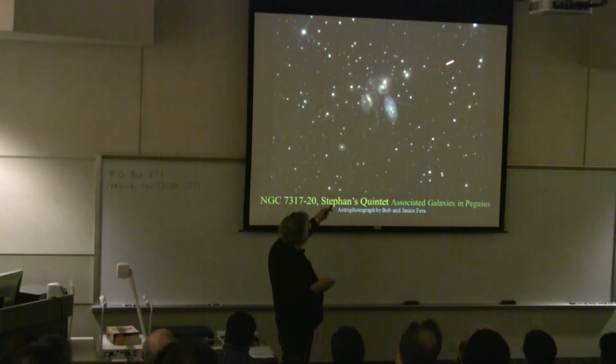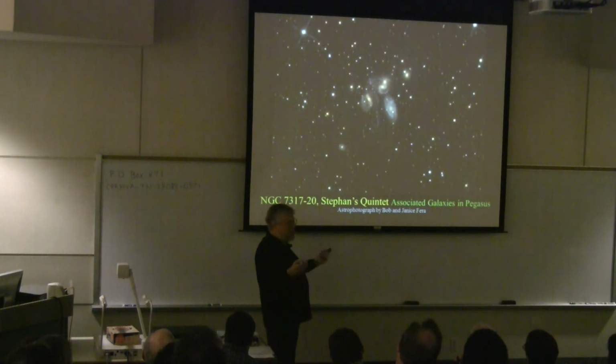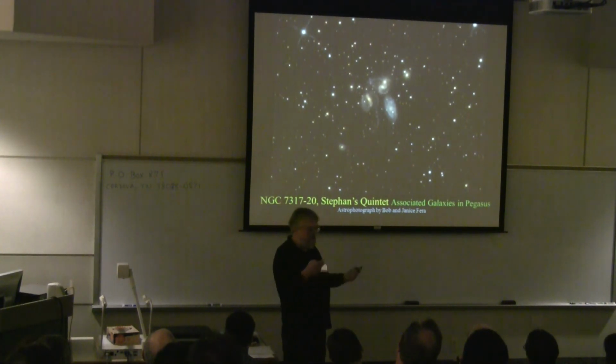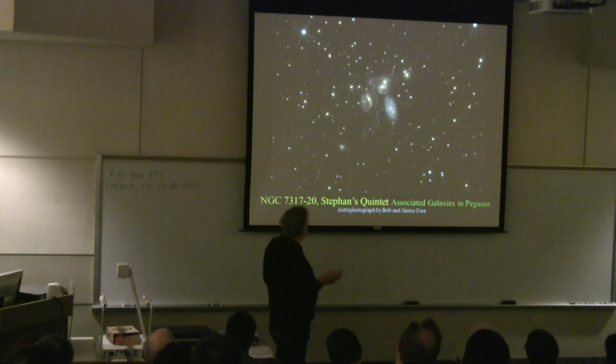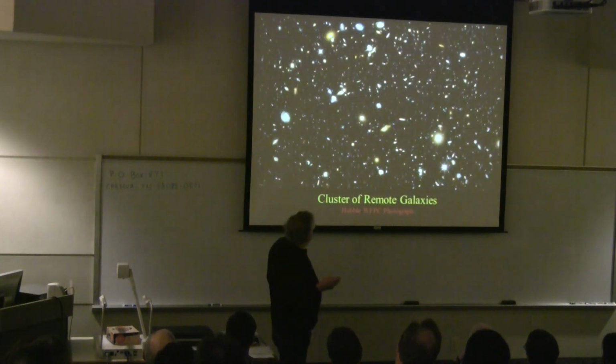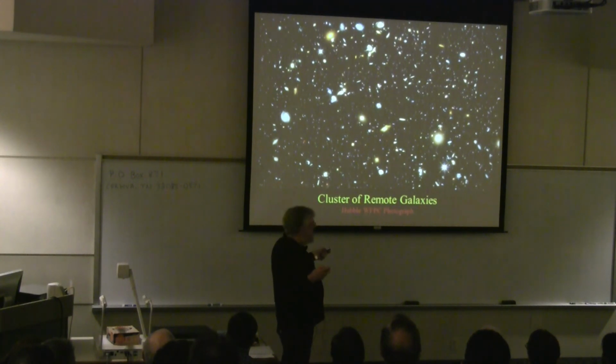Here's a cluster of galaxies, not a galactic cluster, but a cluster of galaxies. They're associated with each other. There's some kind of gravitational attraction holding that little group of them together. And here is the most distant one I'm going to show you tonight. This was taken with the wide field planetary camera of the Hubble telescope.